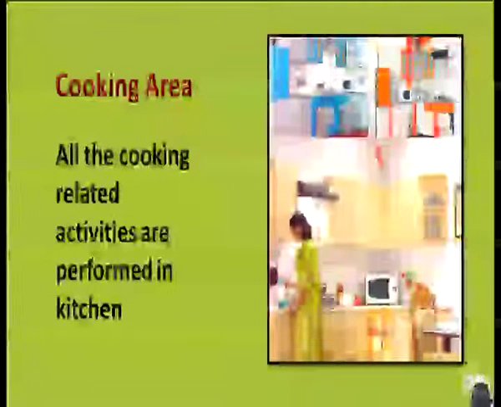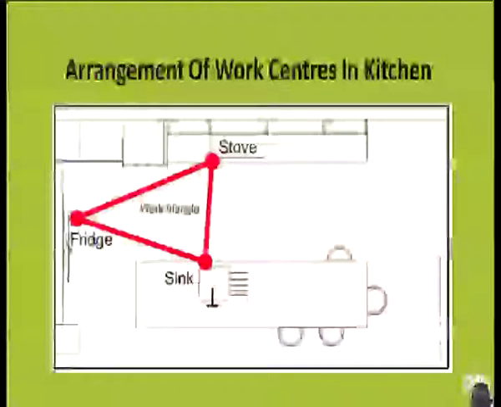So, this is the cooking area where all cooking related activities are performed, and that is known as the kitchen. That is a basic need of the house for food for all members of the family. Now, we will talk about the arrangement of the work centers in the kitchen.